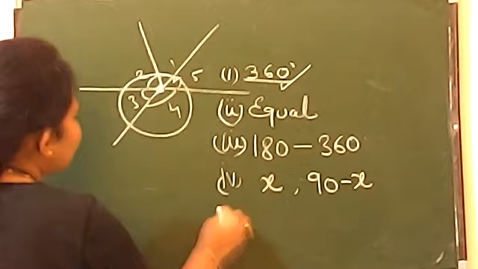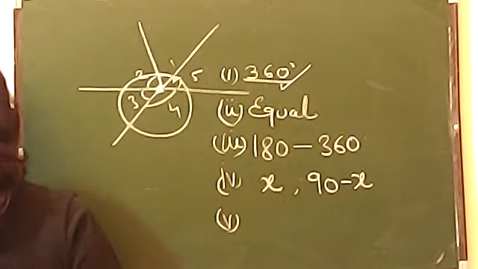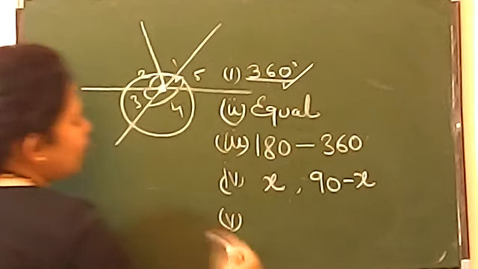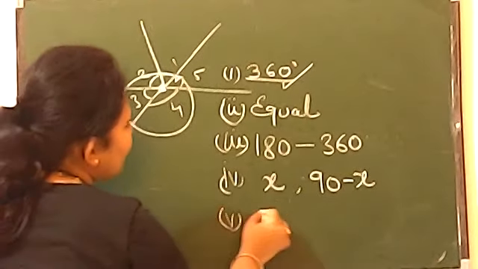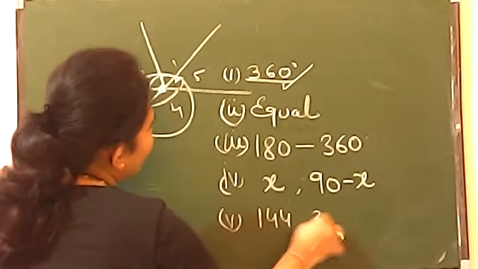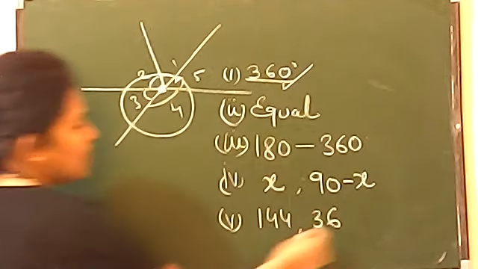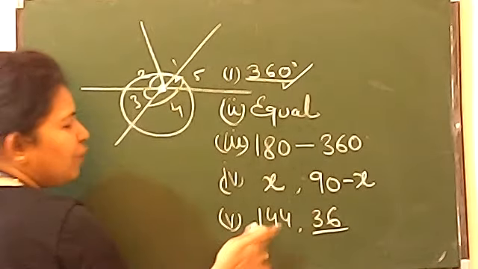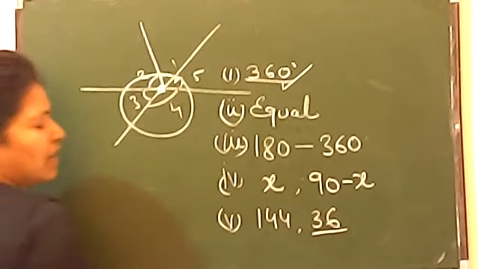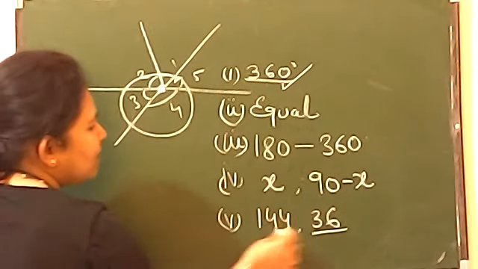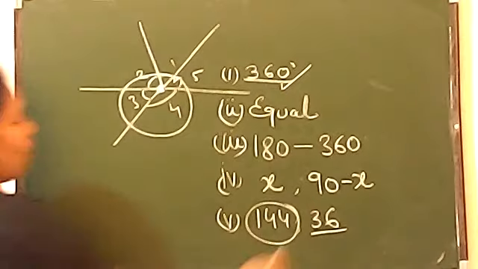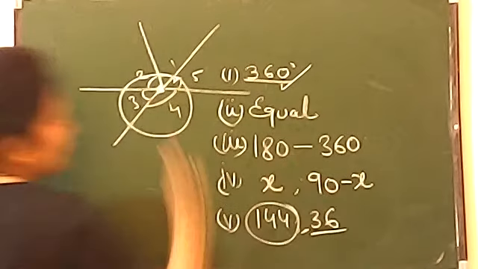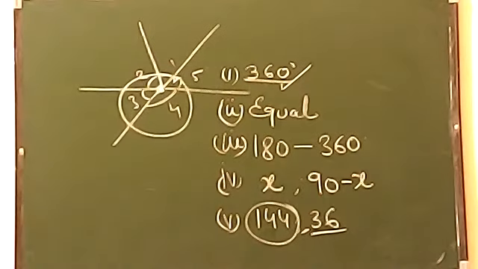Now the last one is telling here the measure of an angle which is 4 times its supplement. I am giving you an example like 144 and 36. Now see this. 36 is the angle, it is the supplement, and this 144 is 4 times of this angle. So that means 144 will be the correct option because it is 4 times of 36. So these are the MCQ questions.